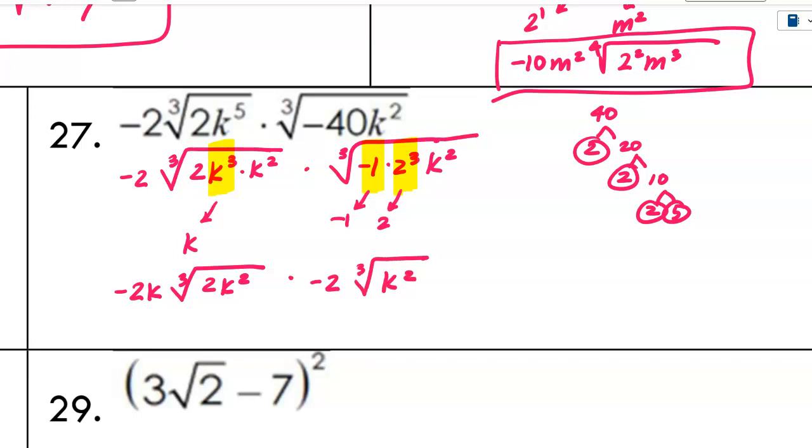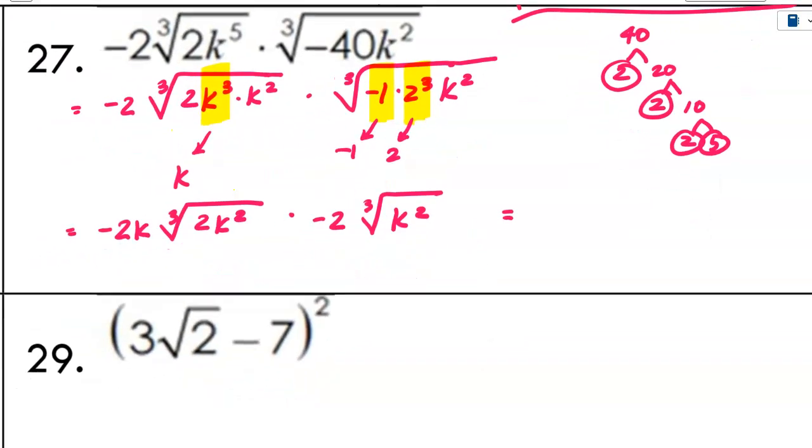Now this is multiplication. We could have combined the entire thing, okay? Which would have been, I guess, easier to do, but why not have a little challenge? Okay, so whatever is outside, let's go ahead and multiply. -2 times -2 is a 4k, and I could put it inside the same radical sign because they're both cube roots, and the index is 3. So it's 2 times k squared times k squared.